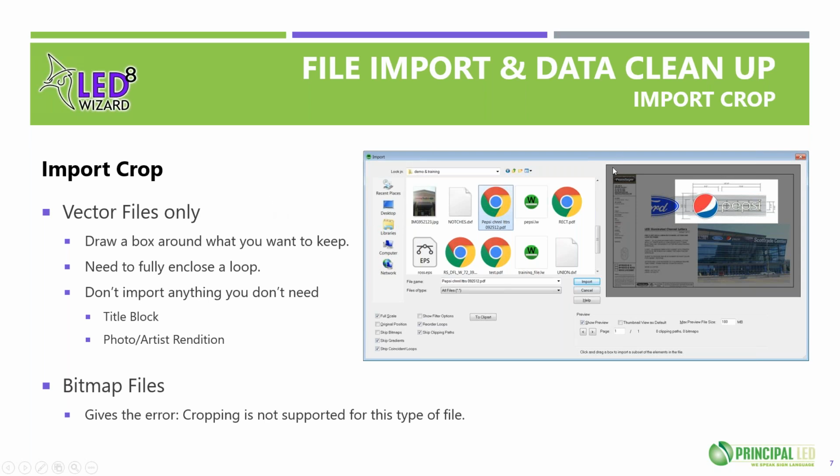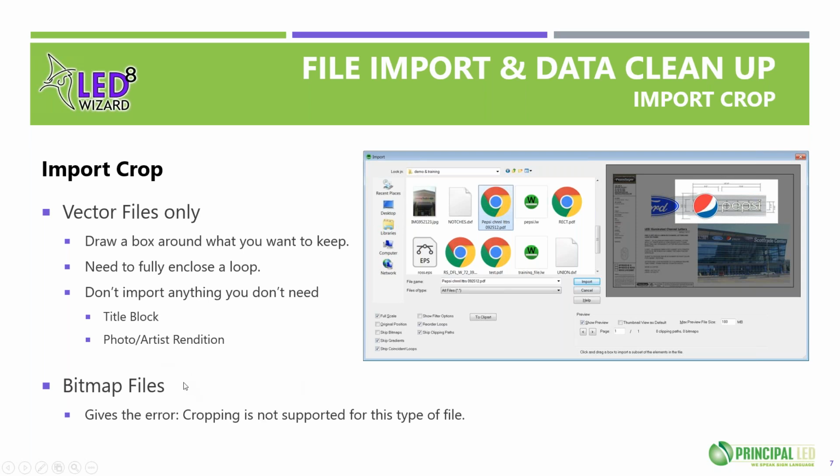So you just draw a box, and if you draw it poorly or change your mind, you just draw it again. It's a pretty simple interface. You do need to fully enclose a loop, so you want to make sure you get outside. And a lot of times, I'll also include the dimensions, include the scale here, because that's critical to the next step that we'll get into. So I often do that as well. But you don't need the title block or the photo or anything.